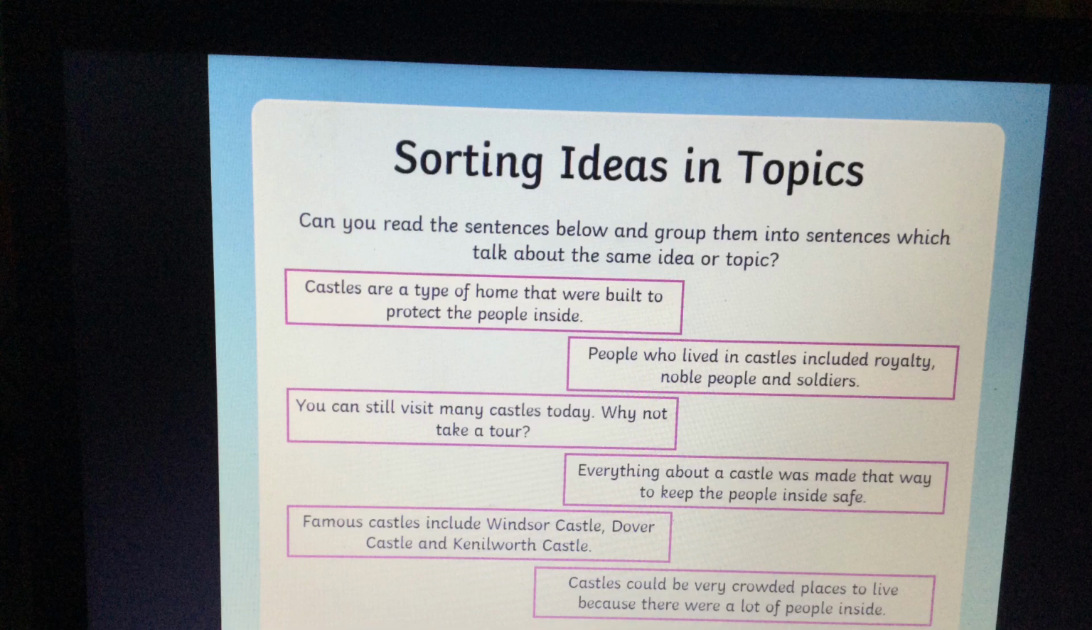Everything about a castle was made that way to keep the people inside safe. Famous castles include Windsor Castle, Dover Castle and Kenilworth Castle. Castles can be very crowded places to live because there are lots of people inside. Pause the video now and see if you can sort the sentences into paragraphs.